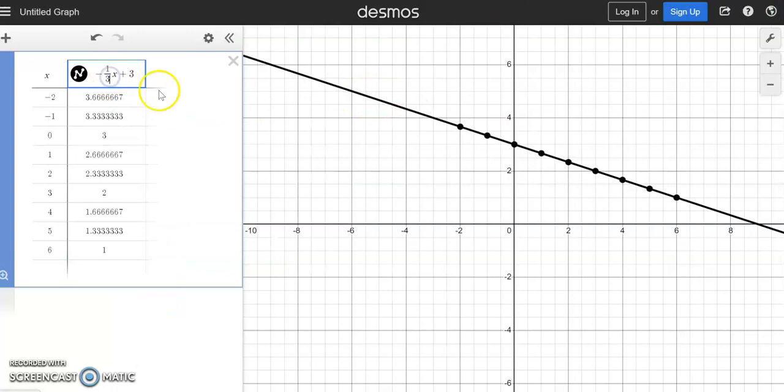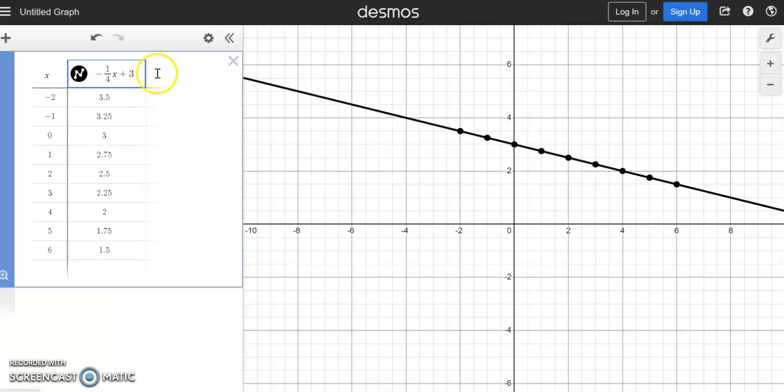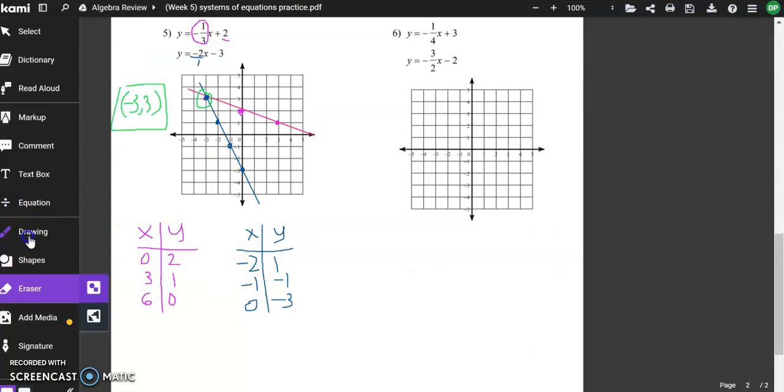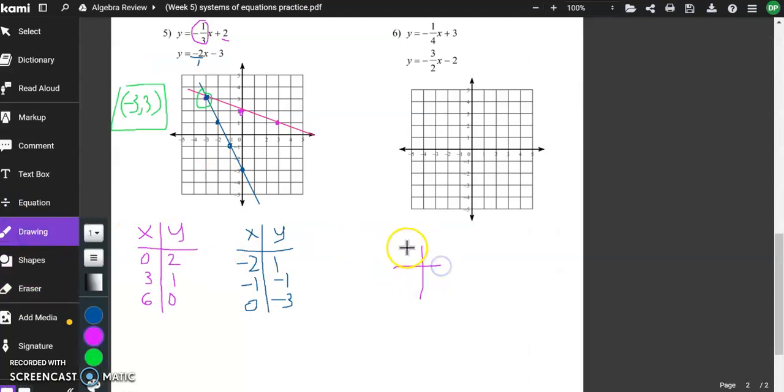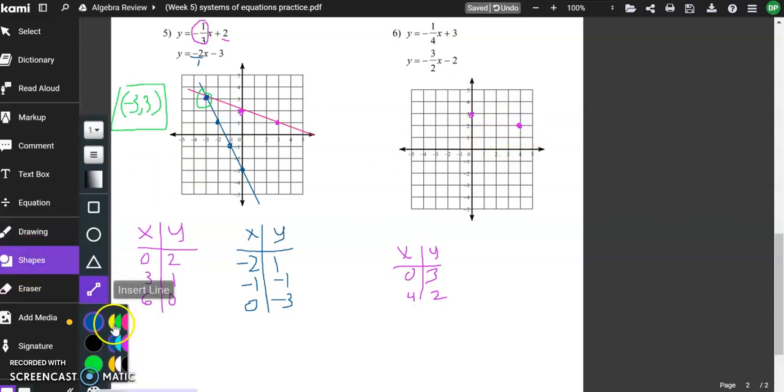So I got to come in here and change this. This is supposed to be a 4. And look at that. All my points change automatically. I still have nice points in here. I've got 2. That'll be fine. 0, 3, and then 4, 2. So x, y, 0, 3, 4, 2, and I can put those right in. And 4, 2. And from there, I can go ahead and connect those and make myself a nice line.